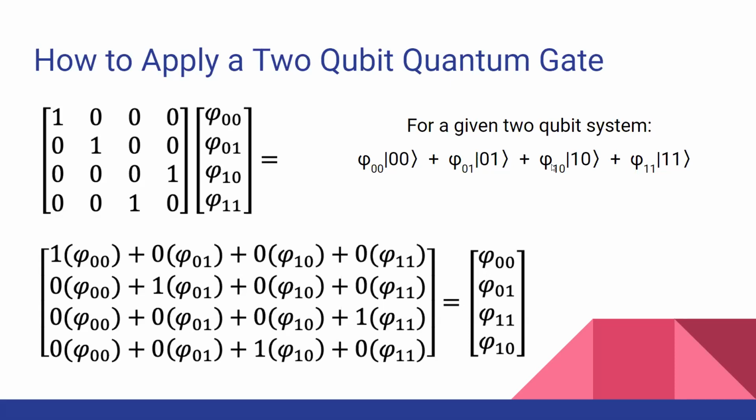And if you think about why that makes sense, let's say that phi 1,0 is equal to alpha 1 times beta 0, where alpha 1 is the probability amplitude that the first qubit is measured as 1, and beta 0 is the probability amplitude that we measure the second qubit to be 0. And then we have alpha 1 here because it's the same probability amplitude of measuring the first qubit as 1, and beta 1 over here, which is the probability amplitude that we measure the second qubit to be 1.